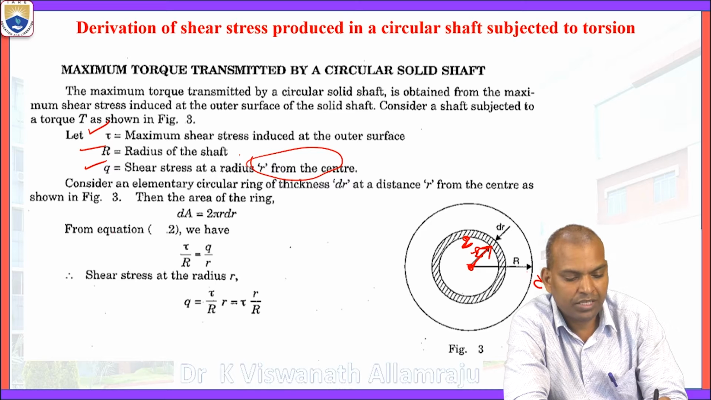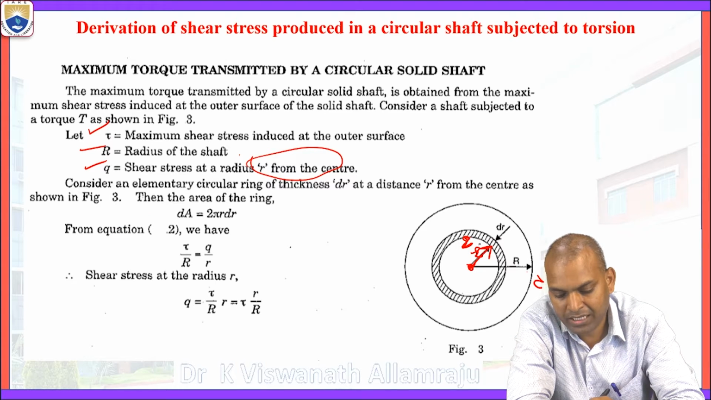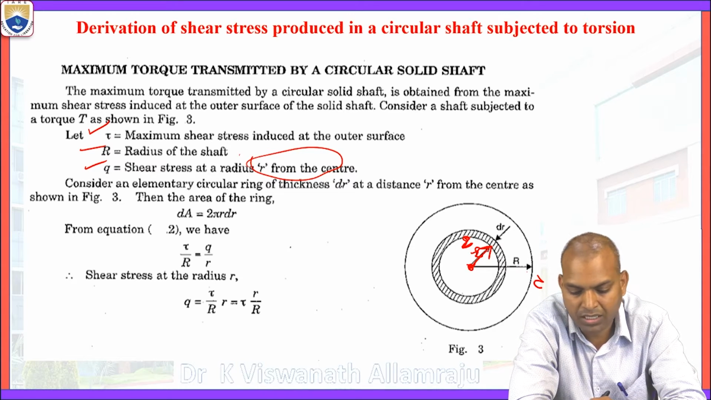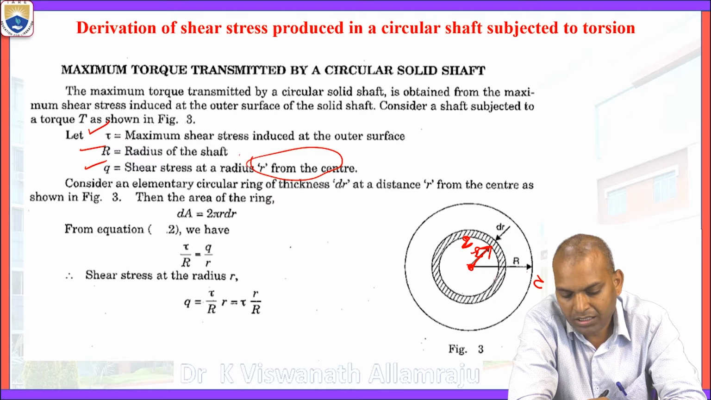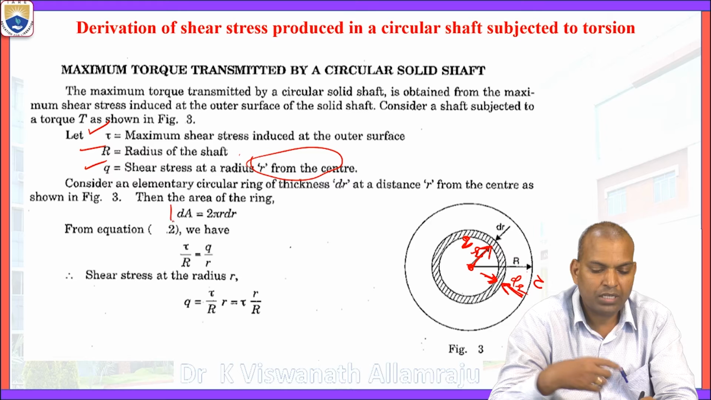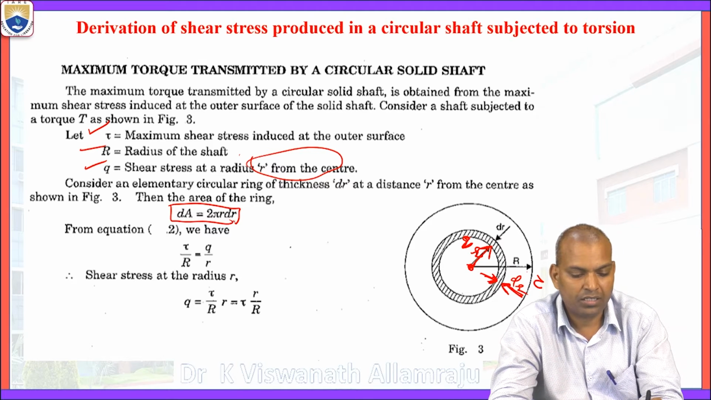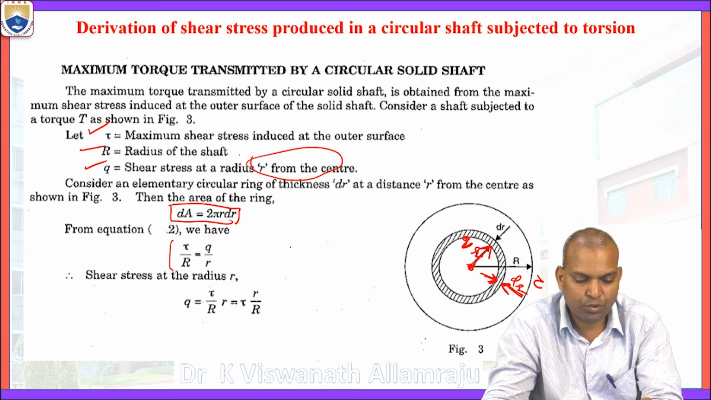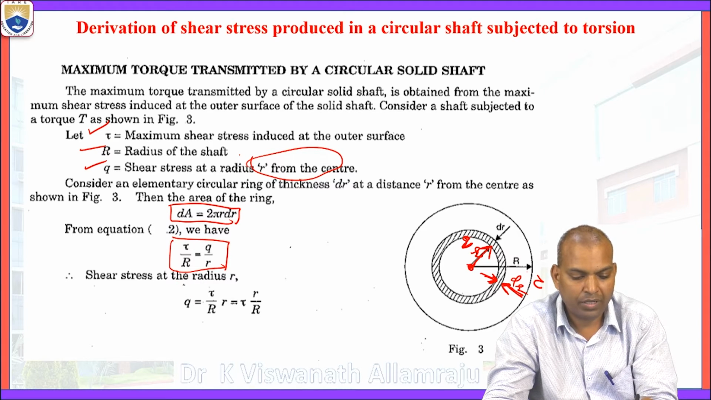Now we know the equation. What is dA, the elemental area? dA equals 2 pi r times dr, the 2 pi r and this is the dr portion. Now from equation 2, already derived above, tau by R equals q by r. So q equals tau by R times small r.